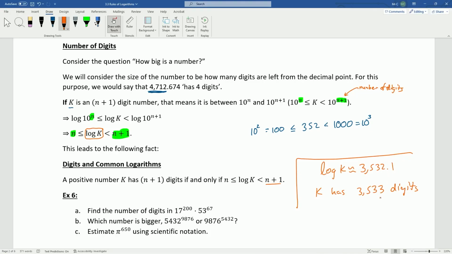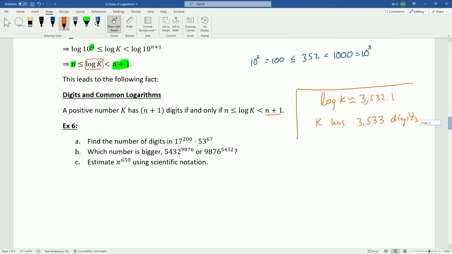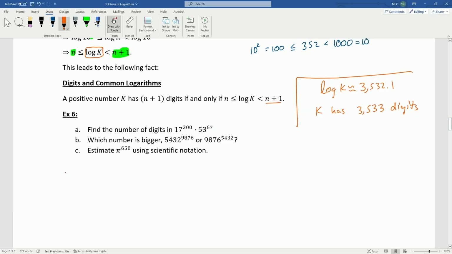It doesn't matter what you get here. It's the next one. Okay, so with that being said, let's go ahead and find the number of digits in this.